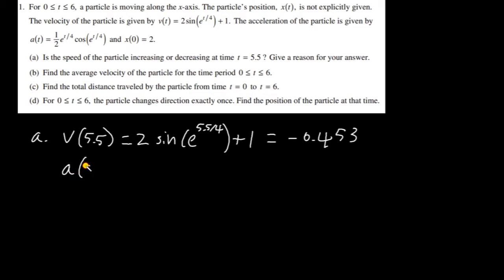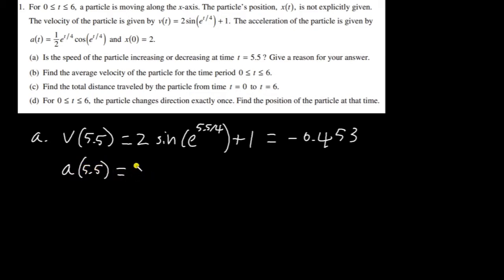So we'll plug in 5.5 for t, and we'll get 2 sine of e to the 5.5 over 4, plus 1. And if you put that in your calculator, it comes out to be negative 0.453. Okay, and then we'll also find the acceleration at 5.5.